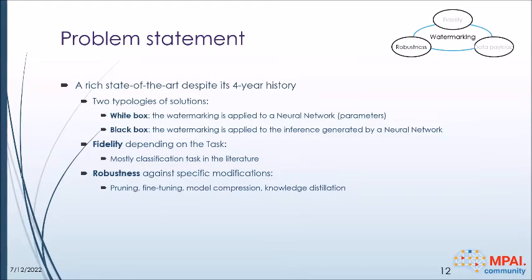The robustness should be checked against specific modifications. For some of them, for this type of neural network, these attacks can be generic, mundane neural network processing operations. I speak here about pruning, fine-tuning, model compression or knowledge distillation. These are operations all neural networks are likely to undergo, and not necessarily maliciously.